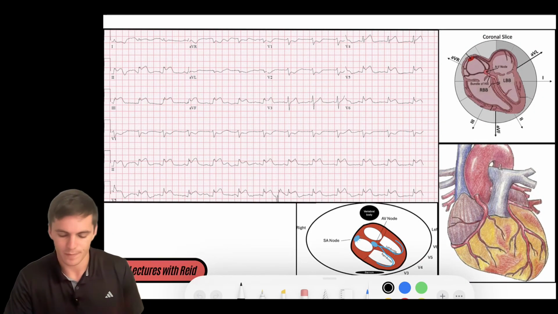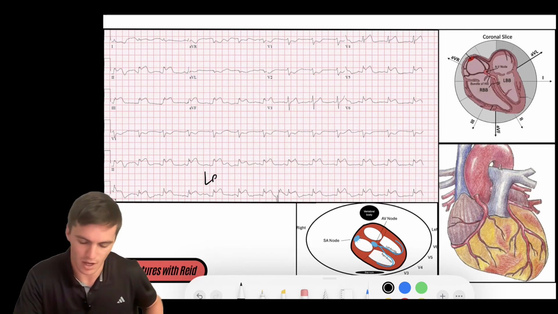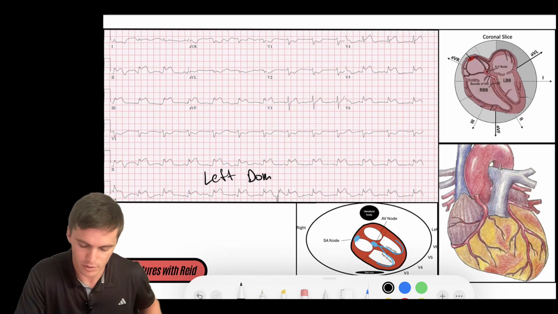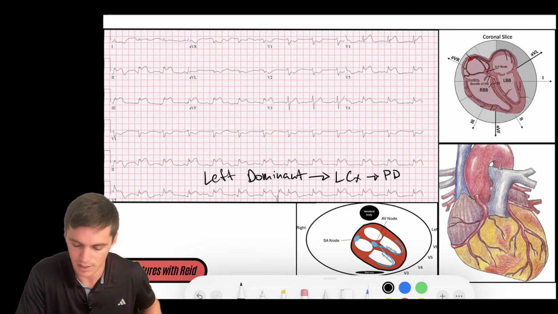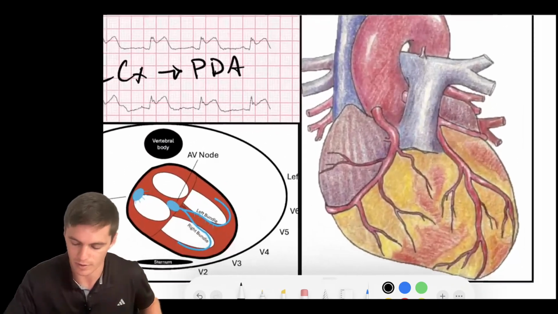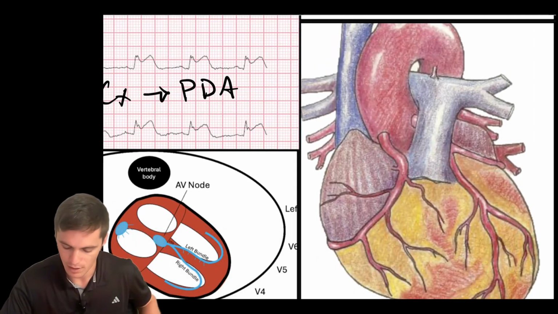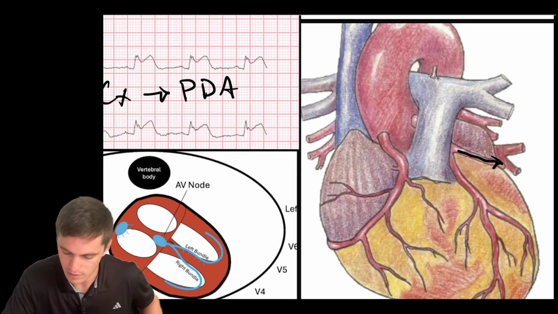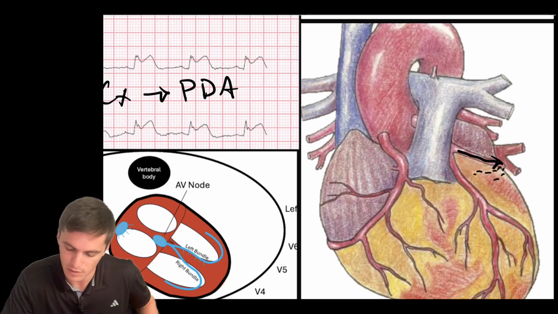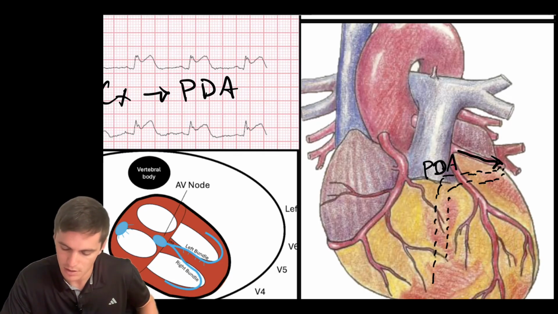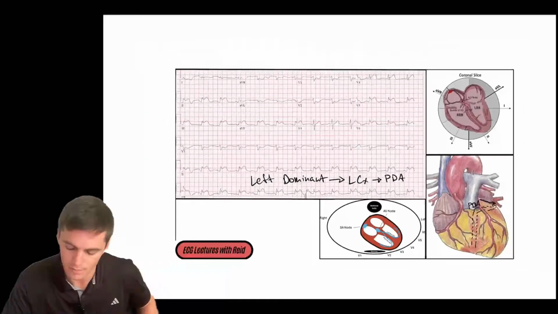Alrighty, let's see. This is a great example of somebody with a left dominant system. So remember, left dominant means that the left circumflex supplies the posterior descending artery, right? So in that case, this is my left circumflex. And the left circumflex, remember we said, can wrap around, and in 20% of the cases supply the posterior descending artery as it branches down the posterior wall.